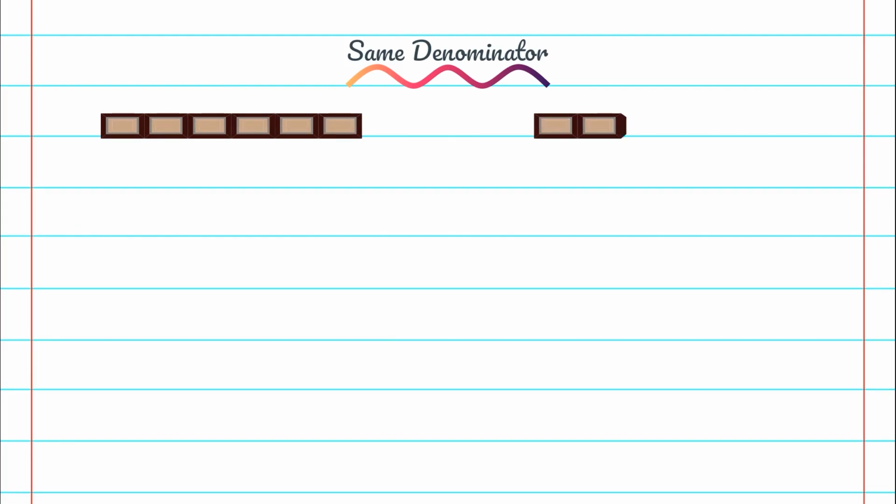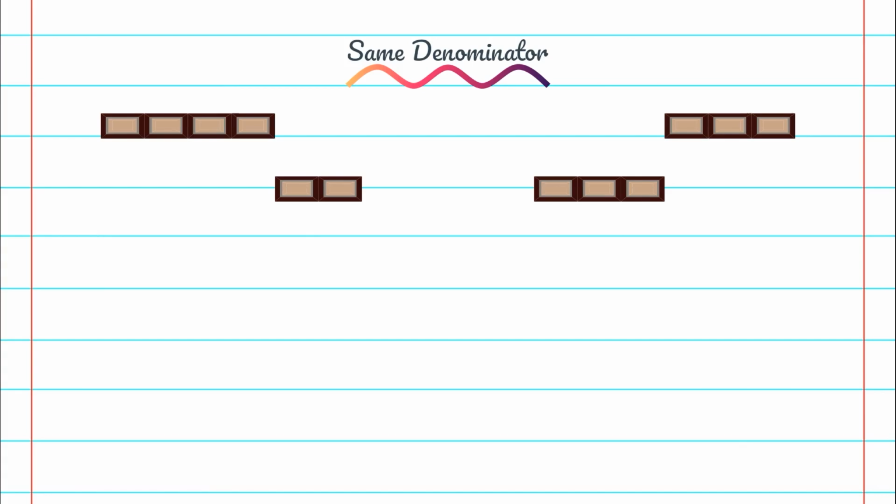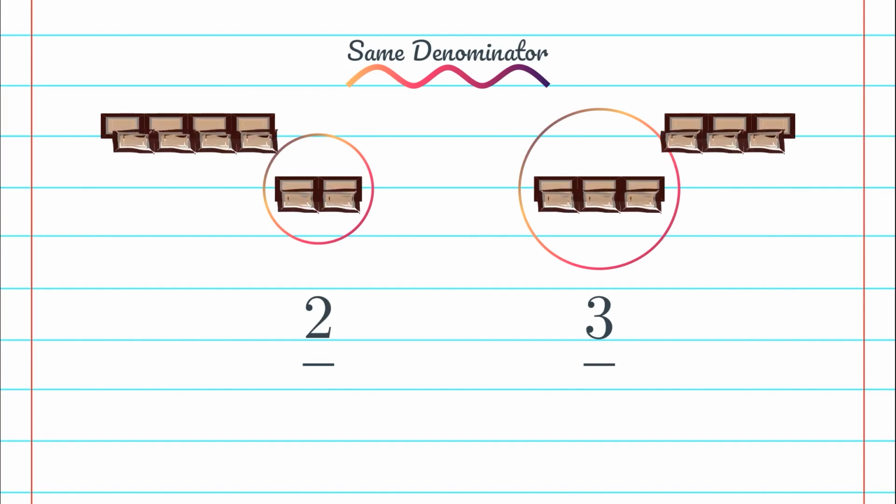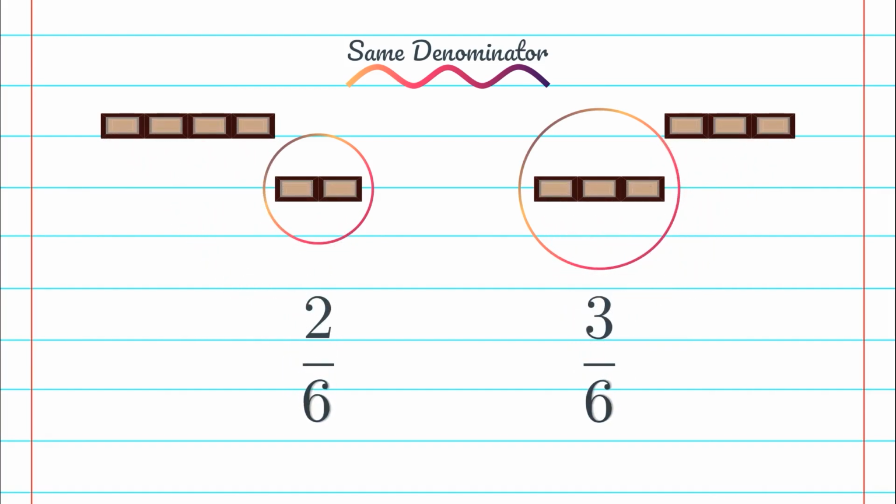If you give away 2 pieces of the candy bar to one of your friends and 3 pieces of another candy bar to another friend of yours, how much of a whole candy bar do you give away? To calculate this, we first look at the pieces you gave away to your first friend. It is 2 out of 6 pieces of the candy bar. The pieces you give away to your second friend is 3 out of 6 pieces.